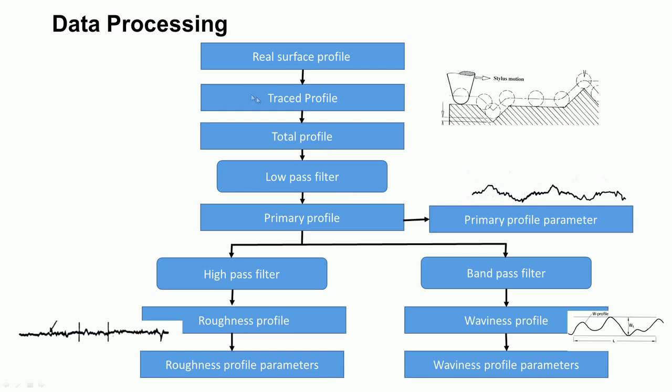Now how the data is processed, you can see here we have a flow chart. So this is the real surface profile which is to be measured, which is to be analyzed, and then we have to trace the profile. That means the stylus of the surface finish measurement instrument should be moved on the surface to be tested. You can see here we have a conical stylus and then a radiused tip. So this radius will be like 2 micrometer or 5 micrometer or 10 micrometer, and this stylus or probe tip will move on the surface.